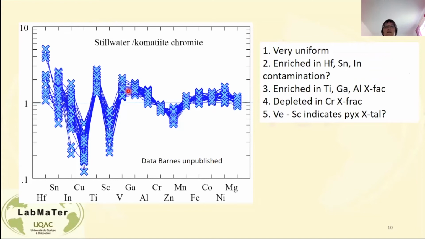Stillwater chromites, they are very uniform, quite enriched in tin and hafnium, so there seems to be more contamination going on there. A very strong scandium anomaly, so there's quite a lot of pyroxene crystallization having taken place, even before the first chromite we're looking at, and enriched in vanadium and gallium, probably due to a higher degree of fractionation.